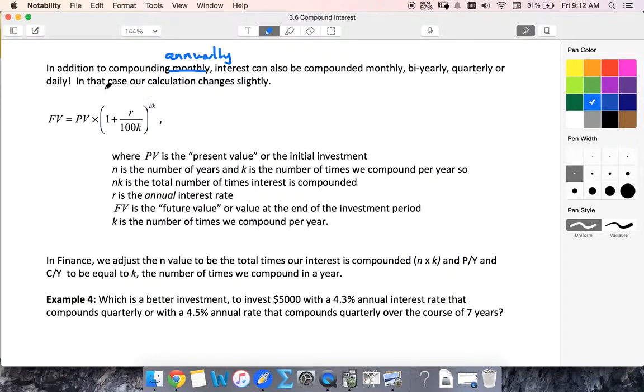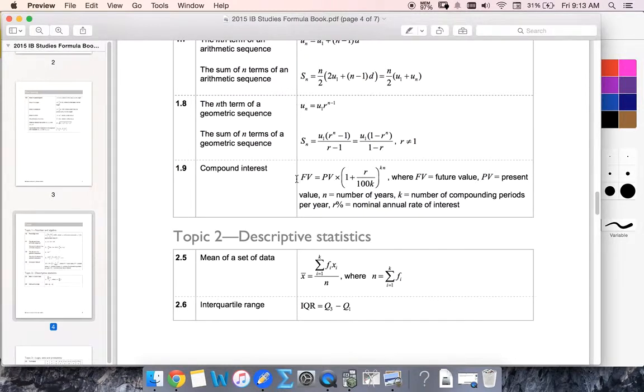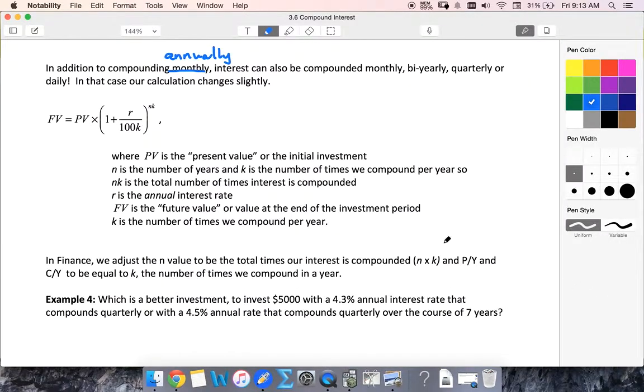And now this is the formula from your formula booklet. So let's go look at your formula booklet. So compound interest, FV is future value, PV is present value, N is the number of years, K is how many times we compound. So if we compound quarterly, then K would be 4, because that's 4 times a year. And R is still our annual interest rate. So we're still putting the same number up there, but now I've got my K in there, both in the numerator and denominator. So let's see what that looks like when we go into our finance app.